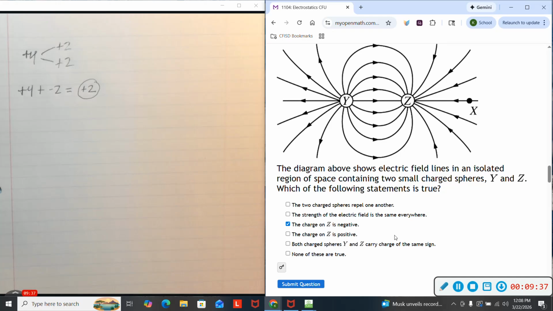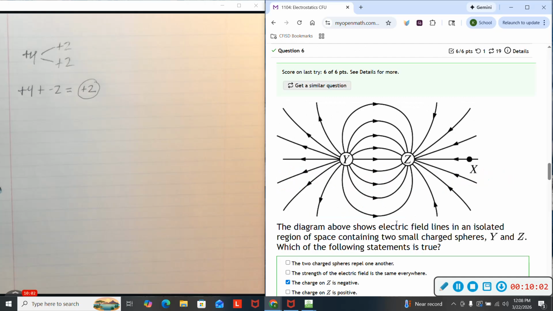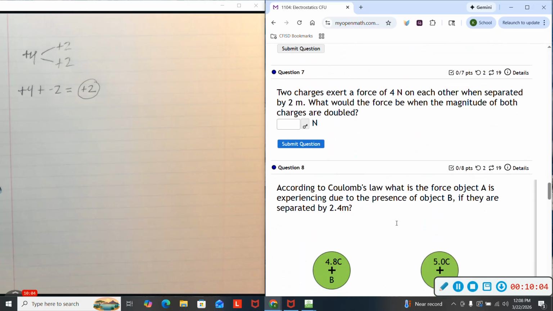The next one says both charged spheres carry the same sign. Obviously, that's not true. This shows opposites attracting, and I can tell that because the arrowheads are pointing away from one and toward the other, so I know they're opposite. And I can tell that by the shape of the diagram. This diagram is literally showing them attracting one another. So I know that these guys don't have the same sign, they have opposite signs. And so we're just going to select the one that we've already picked. And there you go.